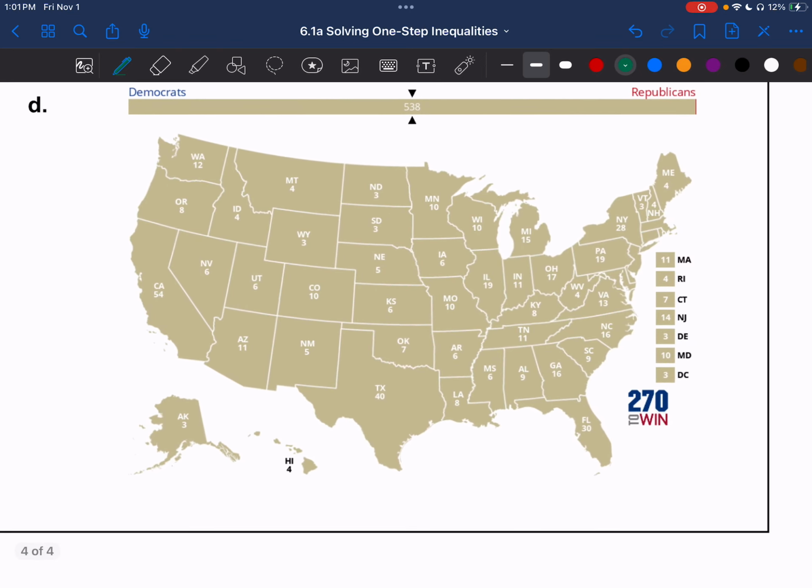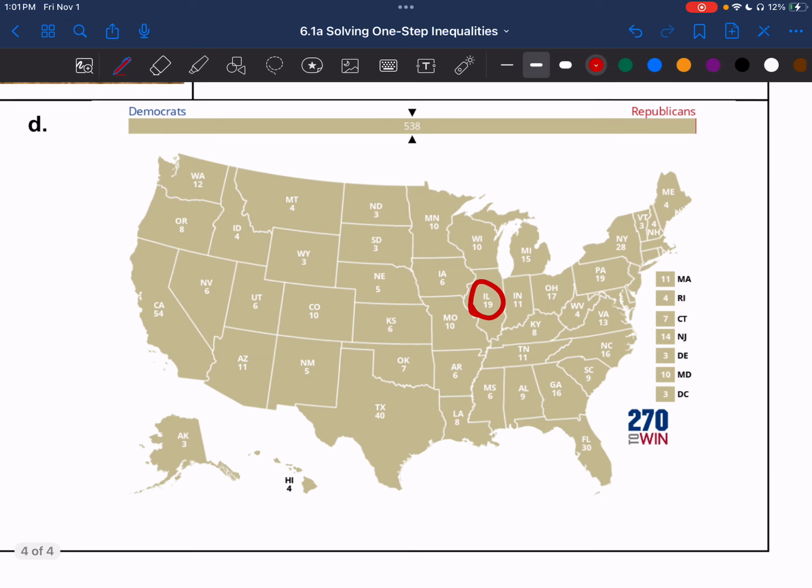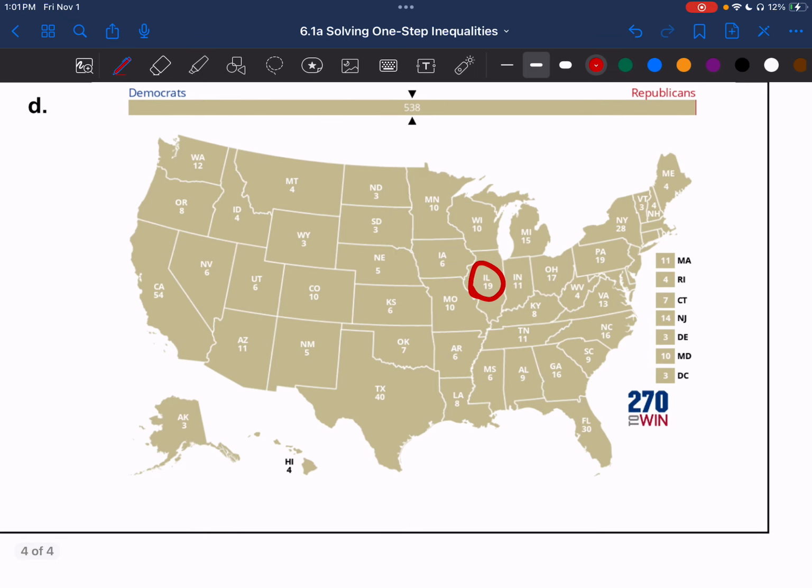And lastly, letter D, we have the 270 to win map. This is the Electoral College map for the 2024 presidential election. We see Illinois here. Our population declined, and now we are down to just 19 electoral votes because there's only 17 congressional districts, plus our 2 senators. Anyways, we need 270 electoral votes in order to win the presidency. So in order to be president of the United States, you need to have greater than or equal to 270 electoral votes. And we will find out shortly what the outcome of the 2024 election will be.